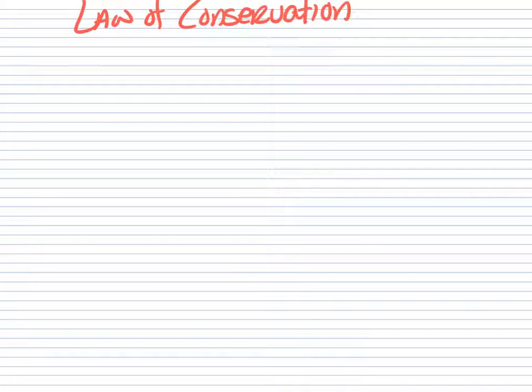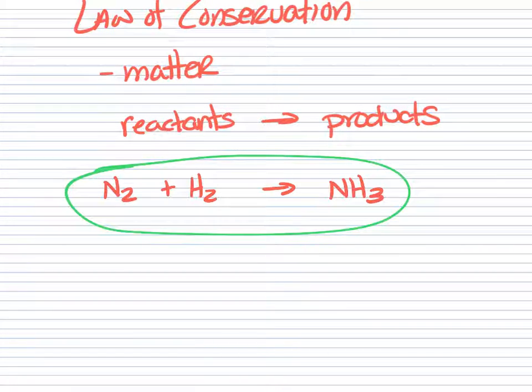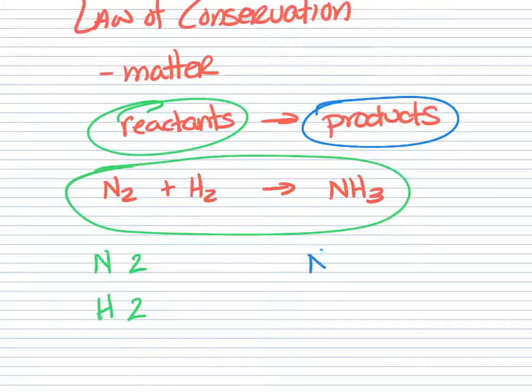All right, the next law of conservation is the law of conservation of matter. When we're looking at the law of conservation of matter, we are going to be looking at the actual atoms that are on the reactant side and the atoms that are on the product side. So I put down a simple equation, and you will see that if we count the number of atoms of nitrogen, you have 2, and if we count the number of atoms of hydrogen, you have 2. That's how many atoms of nitrogen and hydrogen you have on the reactant side. If you look at the product side, you'll notice that you have 1 nitrogen and 3 hydrogens.